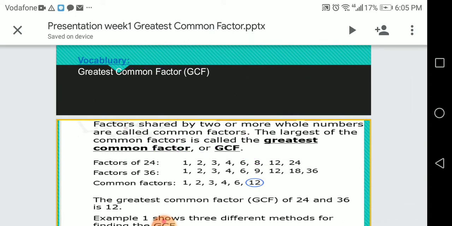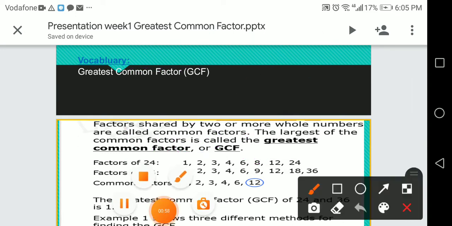So if I ask you here, factors of 24, guys, what multiply 1 gives me 24? 1 multiply 24. 2 multiply what gives me 24? 12. 3 multiplies what gives me 24? 8. 4 multiplies what gives me 24? 6. So all these numbers are factors of 24.